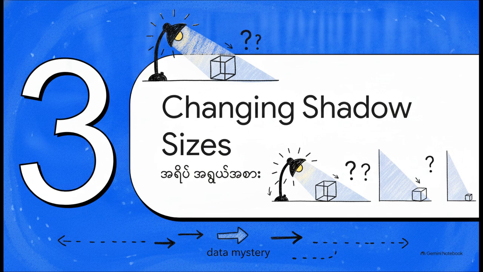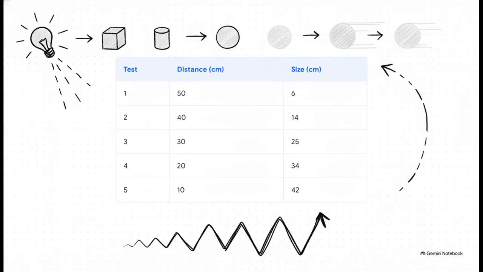Let's look at exactly how that shrinking and stretching works in Section 3, Changing Shadow Sizes, or ayetmya eguesanet pondetaun pian lepom. We have a bit of a data mystery to solve here. Let's check out some experiment data from a student named Marcus. He measured how a shadow's size changed as he moved an object around. In his first test, the object was 50 centimeters away from the light, and the shadow was just a tiny 6 centimeters wide. But as he moved it closer, 40 centimeters, 30, 20, look at what happens to the shadow.